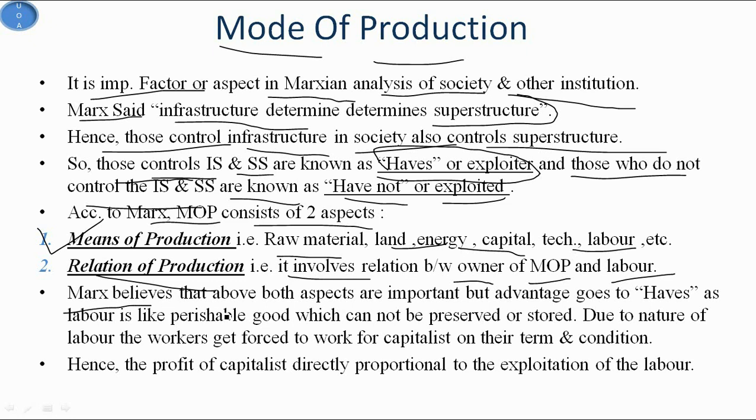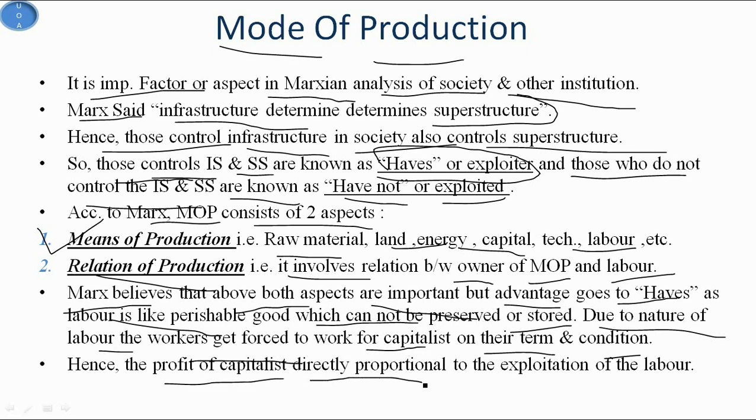Marx believed that both aspects, that is means of production and relation of production, are important, but the advantage goes to the haves, as labor is like a perishable good which cannot be preserved or stored. So, due to the nature of labor, the workers get forced to work for capitalists on their terms and conditions. Hence, the profit of capitalists is directly proportional to the exploitation of the labor.